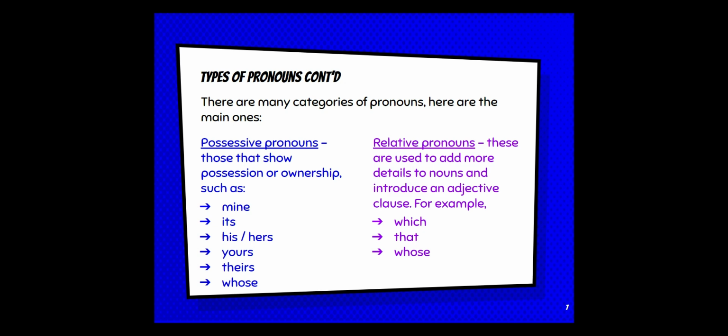And we have relative pronouns. These are used to add more details to nouns and introduce an adjective clause. For example, which, that, and whose. Notice that whose falls under both categories. It's really not important that you remember which category it falls into, but that you remember that it can function as a pronoun.